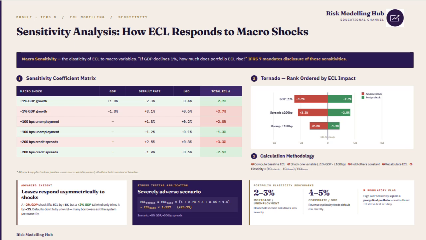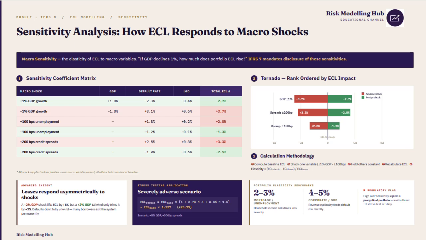A 100 basis point unemployment increase drives defaults by plus 2%. You can see the 100 basis point of unemployment in the second column, third row, right? And a 100 basis point increase gives plus 2%, but a 100 basis point decrease only reduces it by 1.3%. Similarly, you can see the tornado chart as well, which shows which shocks have the biggest impact, and GDP dominates.